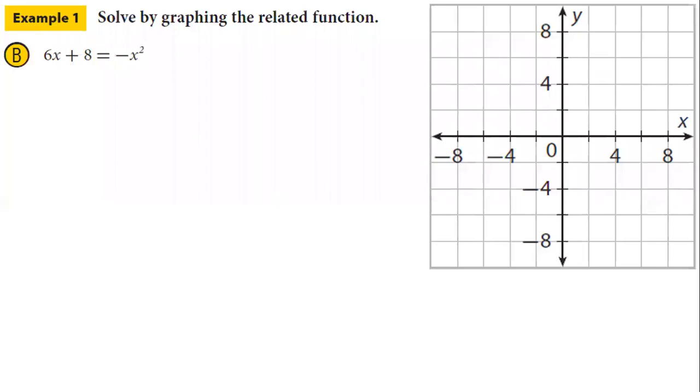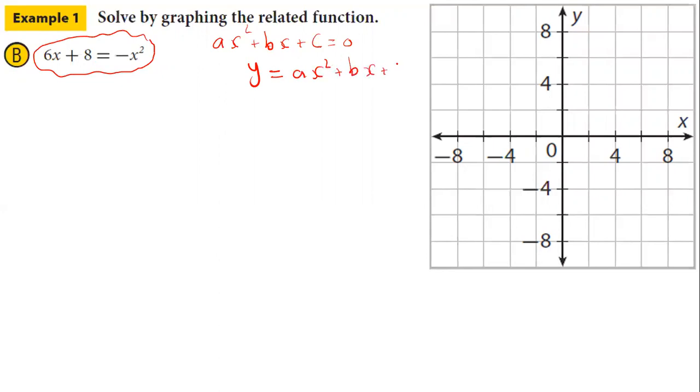Okay, now solve by graphing the related function. This equation, 6x plus 8 equals negative x squared. The first step we have to do is to write this equation in this form: ax squared plus bx plus c equals 0. This is a zero equation because the right-hand side equals 0. So we have to write this equation in this form. And after that, we will graph this function, y equals ax squared plus bx plus c.